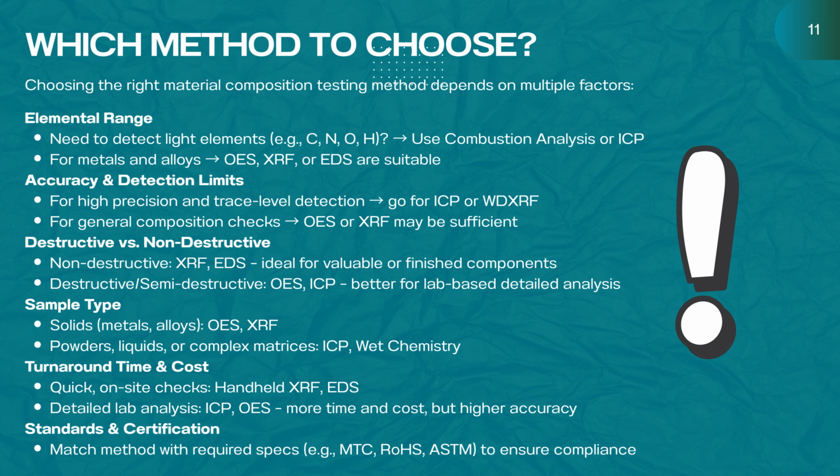Need to keep the sample intact? Use XRF or EDS. For more in-depth lab analysis, ICP or OES may slightly damage the sample, but give better detail. Also, choose based on the sample form. Solids are good for OES and XRF, while ICP handles liquids, powders, and mixed materials. Finally, if time or cost is a factor, handheld XRF gives fast results. But for accuracy, lab-based ICP and OES are worth the time.